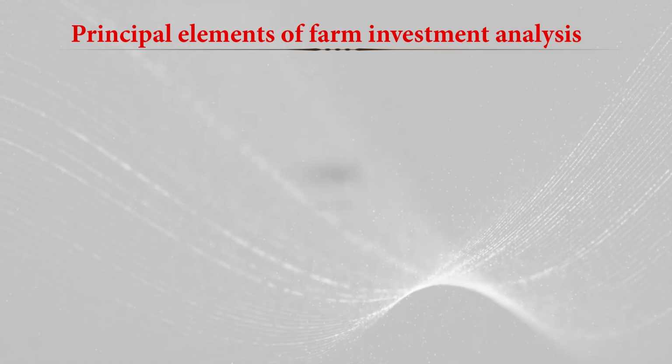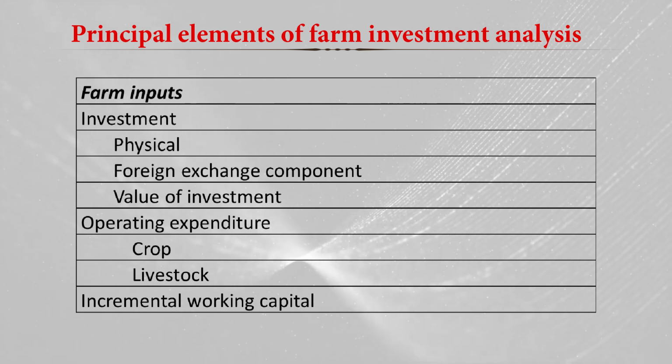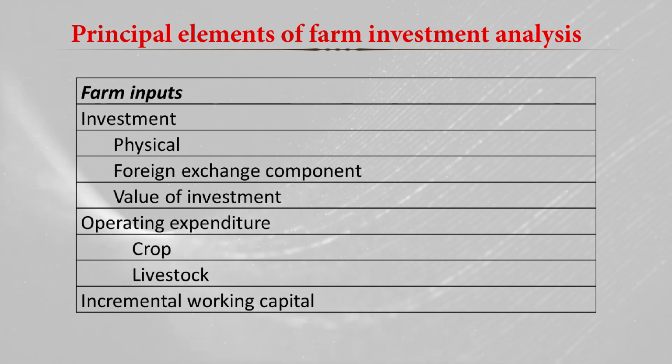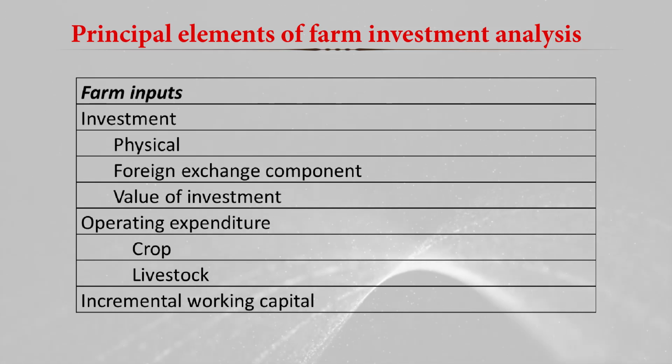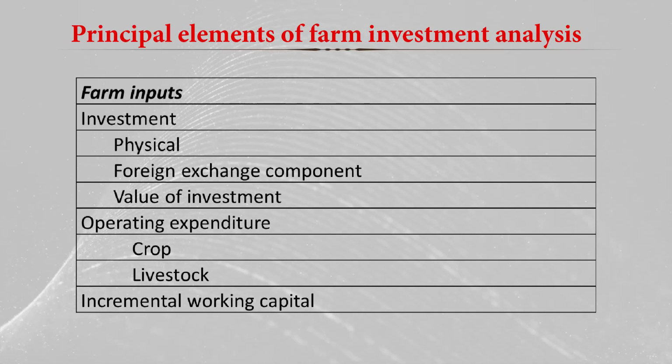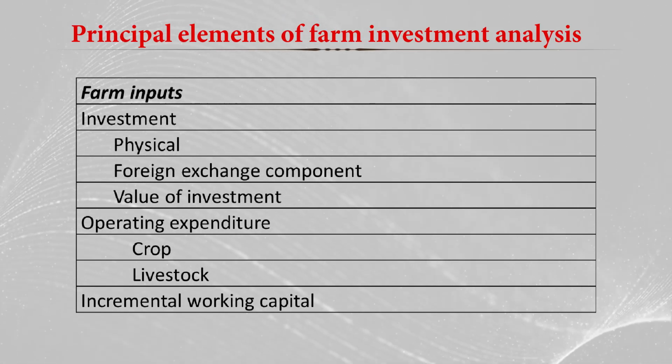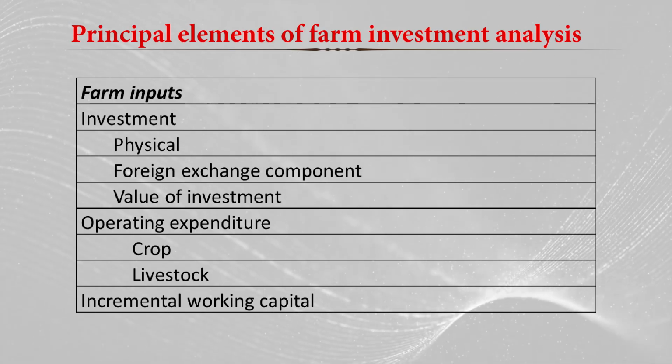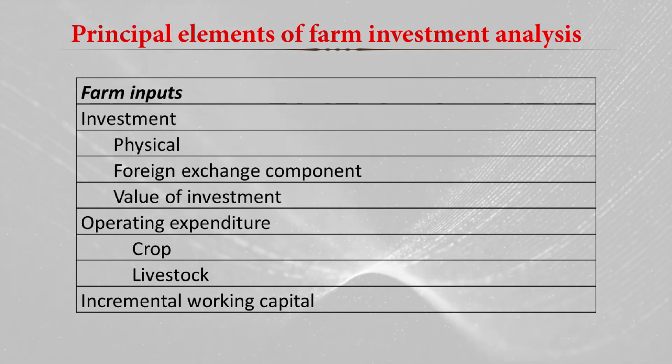Then we have the farm input. There are different activities, but mainly there are three farm inputs. One is investment. Here it is the physical investment in machinery or buildings, and we have to take into account the foreign exchange component. Then we do the valuation of the investment. Then we have the operating expenditures for running the farm, for crops and livestock. Then we also have to add the incremental working capital, which is also required as a farm input.